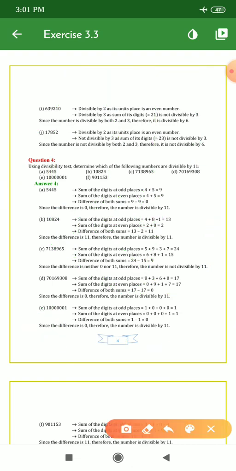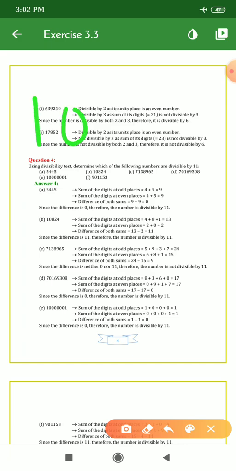You can check here also. This is the way you have to follow, and this is the way you have to write. If it is asked in the exam, you have to write that the sum of the digits at odd places is this, and the sum of the digits at even places is this. The difference between both is 0, so therefore it is divisible by 11.